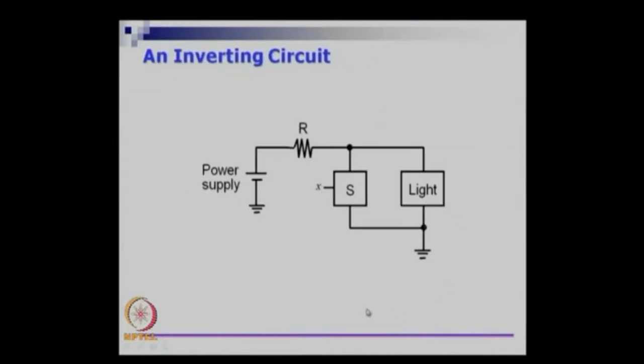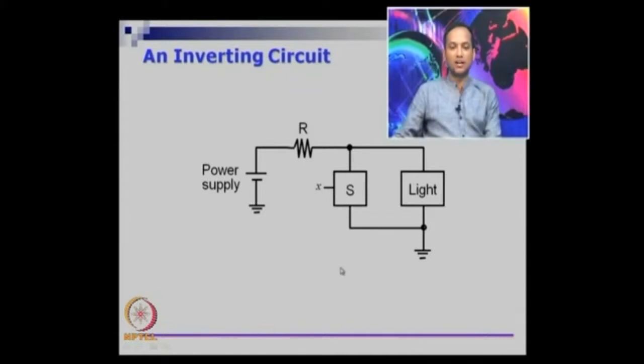Let's take a slightly twisted example. In this circuit, what we have is called an inverter. So you have the power supply, and let's say you have a resistor here. If the switch is off, then the current through the resistor cannot flow through this. It has to flow through the light, and the light will glow, right?